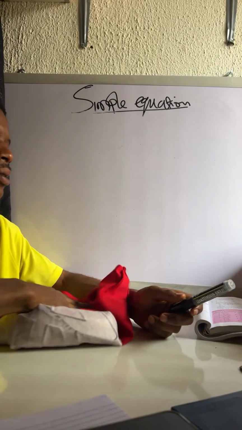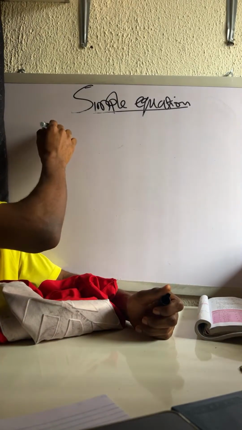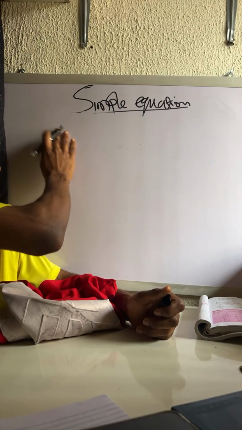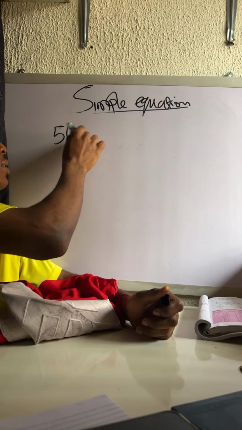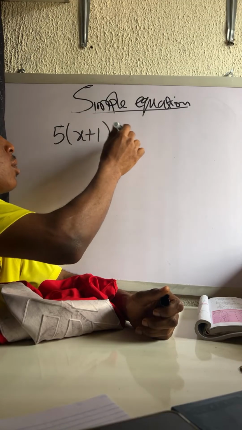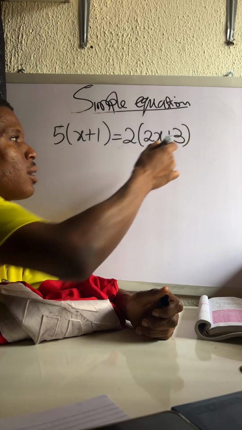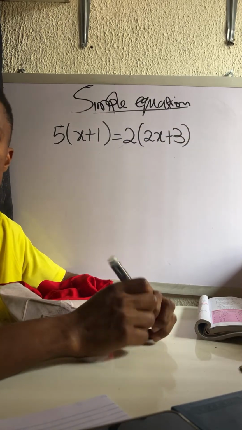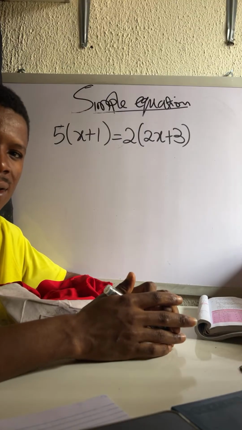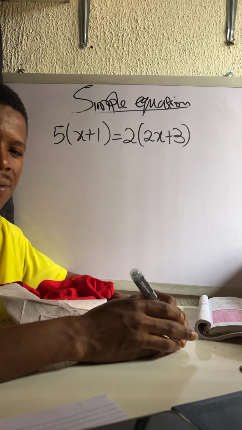Let's look at the next one. Let's say we have 5 into x plus 1 is equal to 2 into 2x plus 3. At this point, we are trying to find the value of x. It is very, very easy.